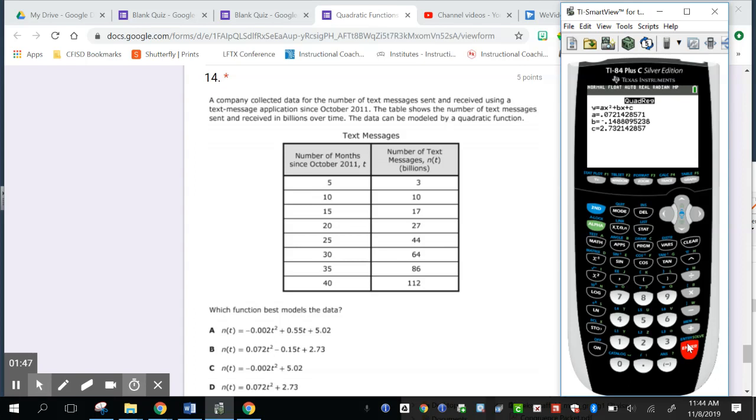So I have y equals 0.072 t squared. So my options now are B or D are my only ones with that a value. So I can't have A or C. And then my b value is about negative 0.15 because this 0.148 will round to 0.15. And then 2.73 is my c value. So my answer is answer choice B.